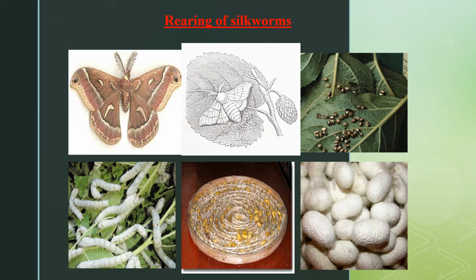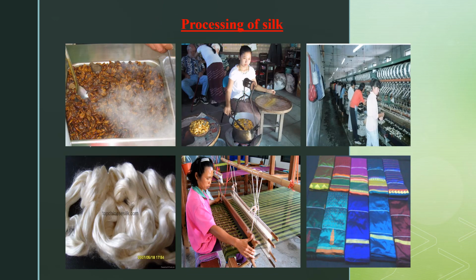This is artificial rearing. These are the bamboo trays in which the cocoons are developed, and it is boiled in water or in steam, in the process killing all the worms, and using machines the threads are separated. The threads are supposed to be very strong and they are colored or dyed and woven into beautiful silk fabrics.